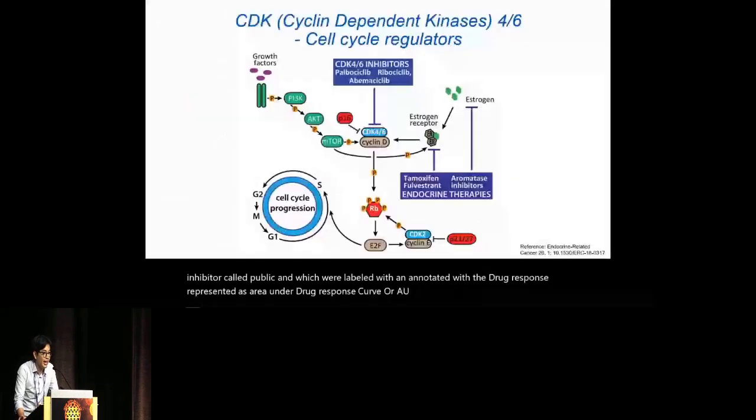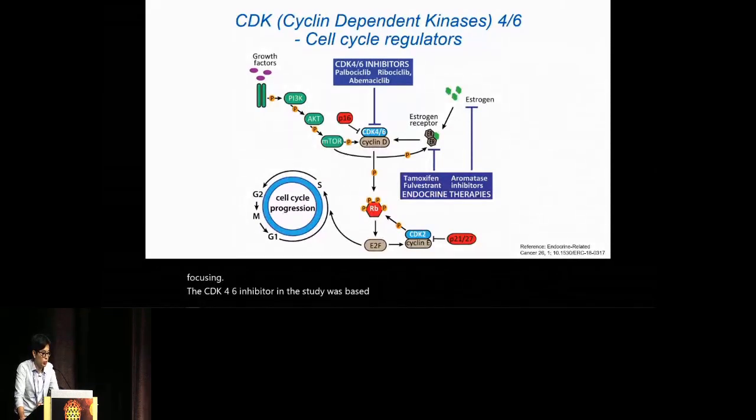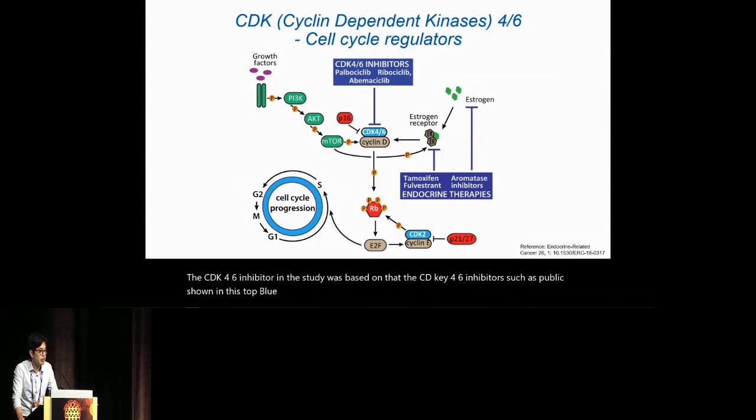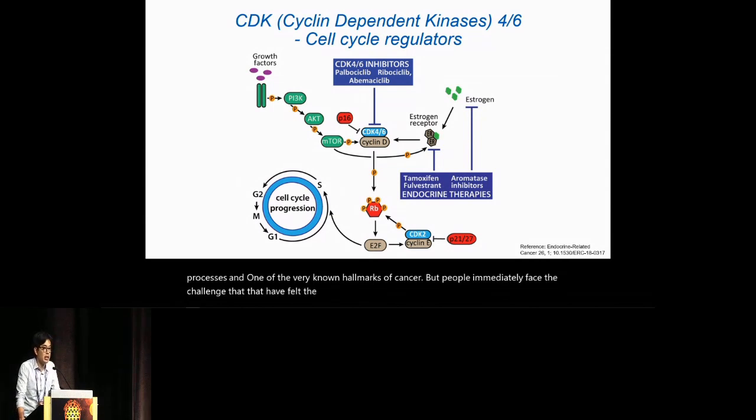The motivation behind focusing on the CDK4/6 inhibitors in this study was that CDK4/6 inhibitors such as palbociclib, ribociclib, and abemaciclib, shown in this top blue box, revolutionized breast cancer therapy, as they were designed to selectively target CDK4/6, which are key players in cell cycle processes and one of the very well-known hallmarks of cancer. But people immediately faced the challenge that half of the patients will develop resistance, through mechanisms that were largely unknown. That really strongly motivated us to uncover the drug resistance mechanisms in a systematic and comprehensive way using our approach.